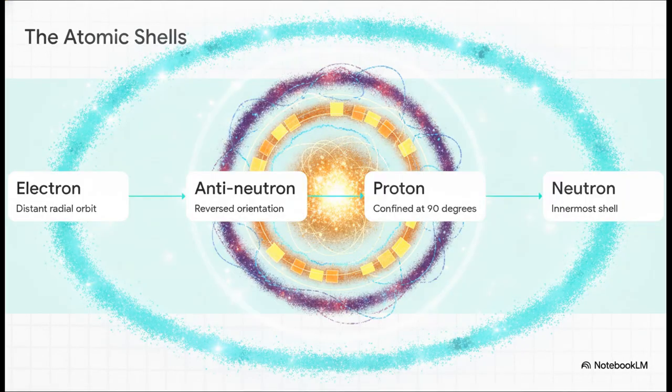Let's walk through those layers step by step, heading straight toward the center. Out on the vast frontier, you have the electron layer. Take a step inward and you hit the anti-neutron layer, which, true to its name, has a reversed orientation. Pushing further in, we find the proton layer, confined in strict 90-degree increments. And finally, right at the bottom of the list, the innermost attractive shell, the neutron layer.